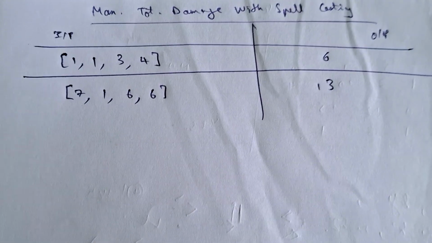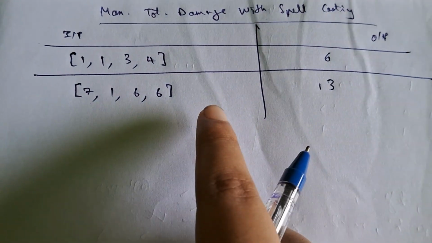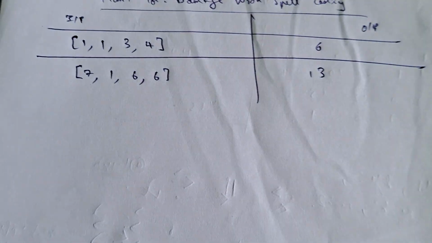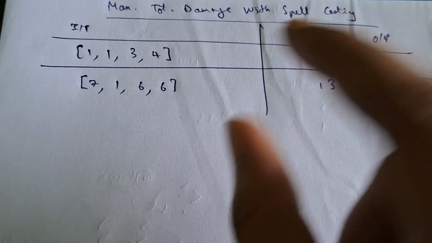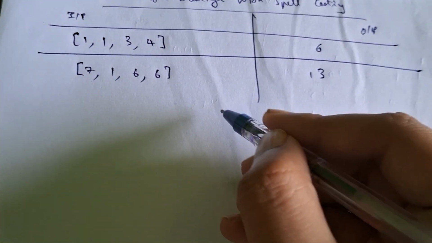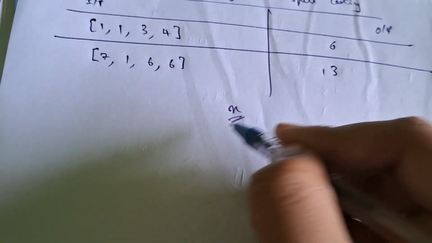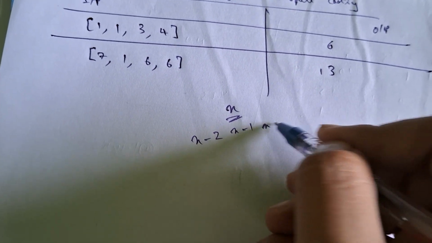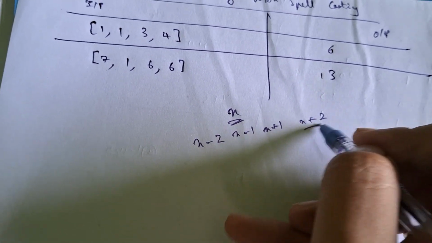The problem statement is very simple. You're given an array. What you have to do is find the total damage that can be done with that array. You have to select elements from the array such that if you select element x, then x minus 2, x minus 1, x plus 1 and x plus 2 shouldn't be there.